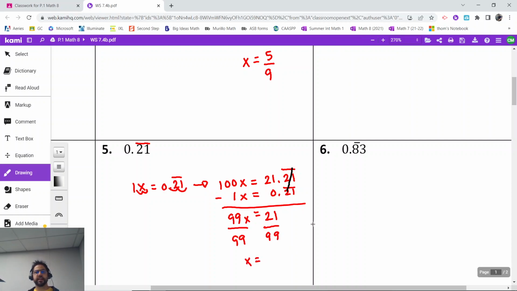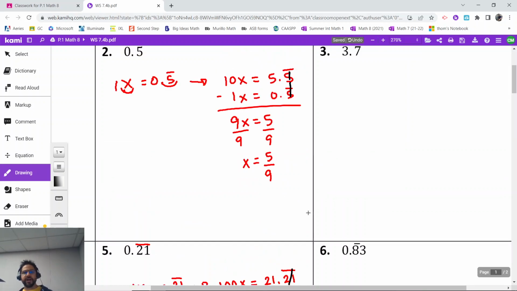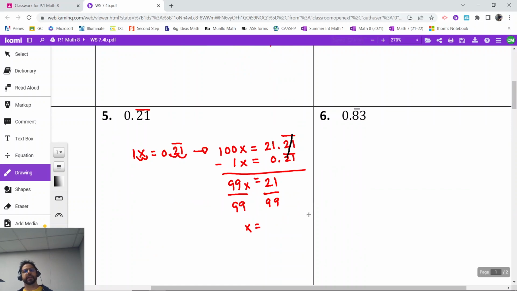And then just like on the notes, we ask ourselves, can we reduce it? Like our previous one, 5 over 9, pretty standard. You can't reduce it. But this one, I think we can. 2 and 1, I add those up, I get a 3. So let's go ahead and divide by 3. So we have a 7 over 33 for our fraction from our repeating decimal.